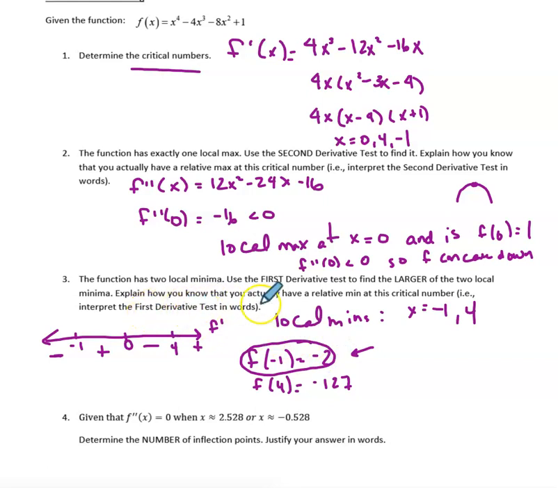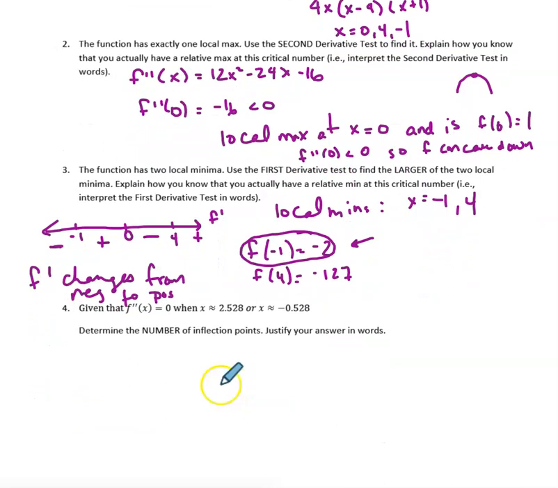And it says, explain how you know that you have a relative min at this critical number. The way that you know is because f prime changes from negative to positive. And you have to put that in writing. You can't just let someone interpret the number line because the College Board readers actually ignore the number line and they look only for what's in writing.